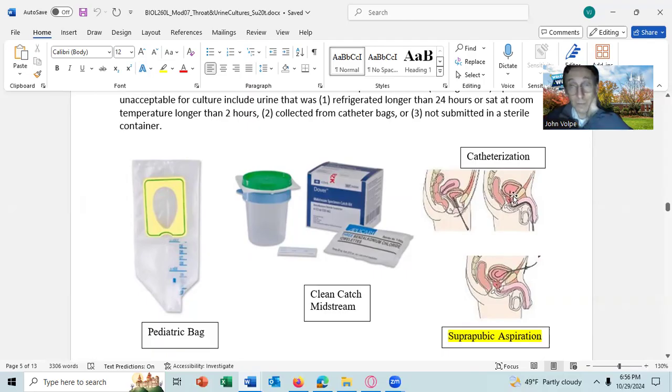And they don't really like catheters either. But those are the three ways to get a urine culture: clean catch midstream, a catheter, and then suprapubic aspiration.